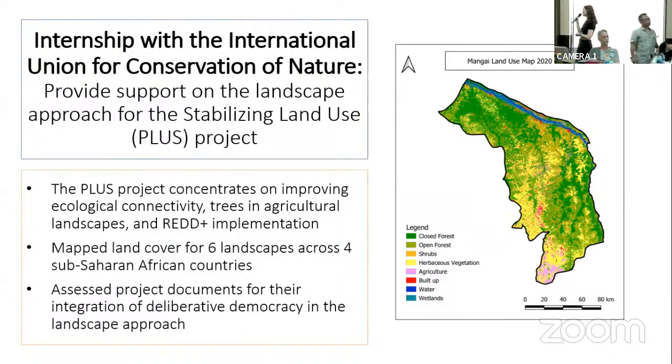Okay, I just want to highlight one more piece of my background because I found that it was particularly relevant to the discussions this morning. So directly prior to starting my PhD and coming here, I had an internship with the International Union for Conservation of Nature, or IUCN. I was providing support on the landscape approach for a project called Stabilizing Land Use. Especially talking about the landscape approach, I find that this was particularly relevant to some of the wishes of the national park.